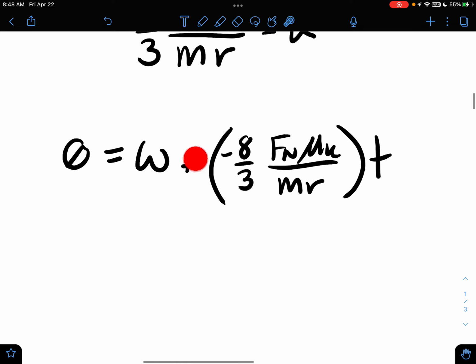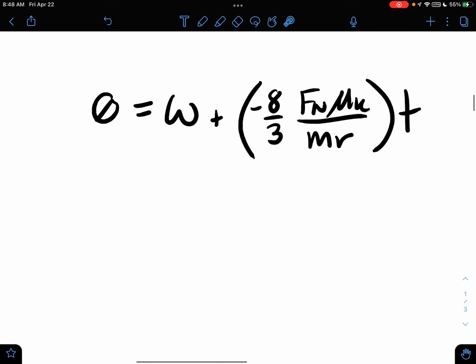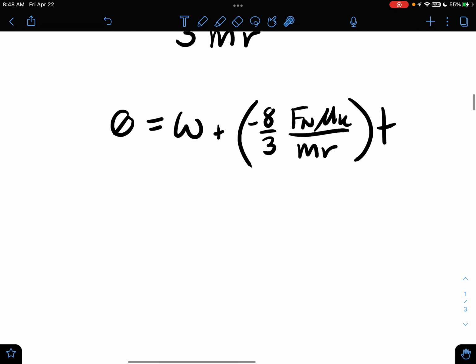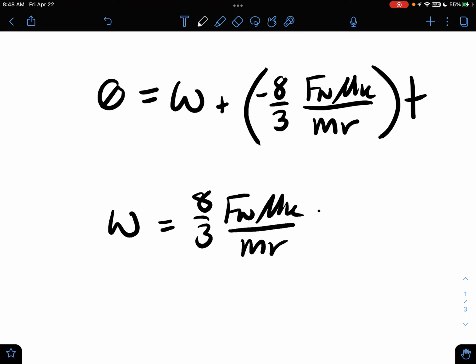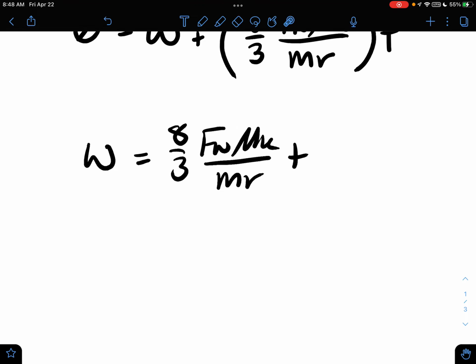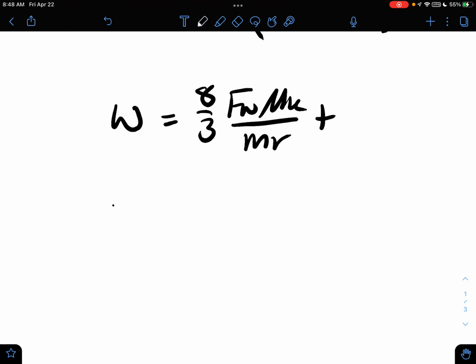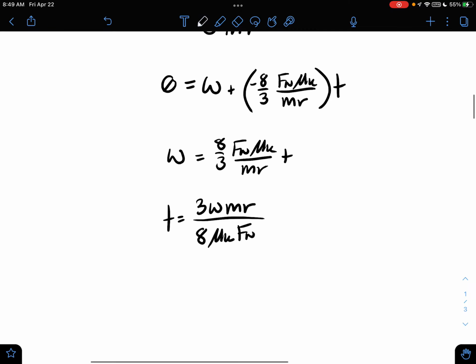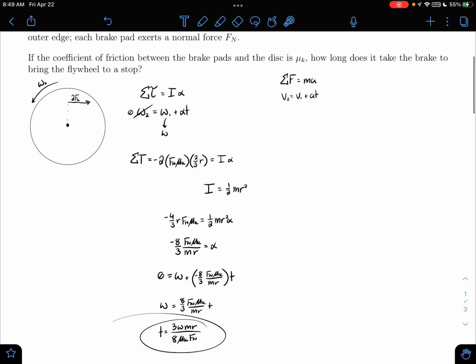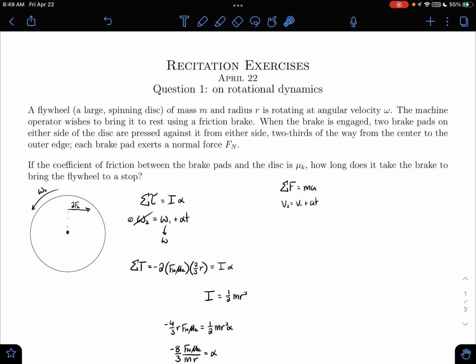So now we bonk this to this side. This is going to become negative, and then when I divide, the negative's going to disappear, giving us a positive time. So simplifying all of this, I get omega equals 8/3 fn mu k over mr times t. Solving for t, just dividing all this to the other side, we get that t equals 3 omega mr over 8 mu k fn. Right. Our time that it takes to slow down our flywheel in terms of variables that we were given.